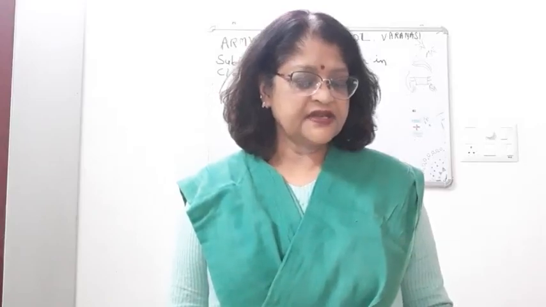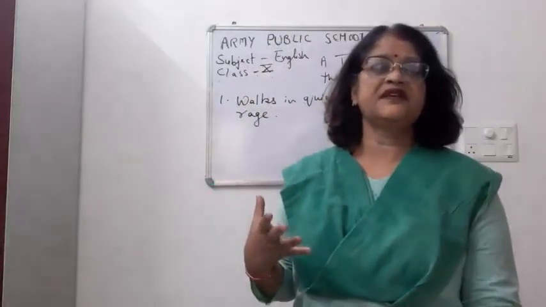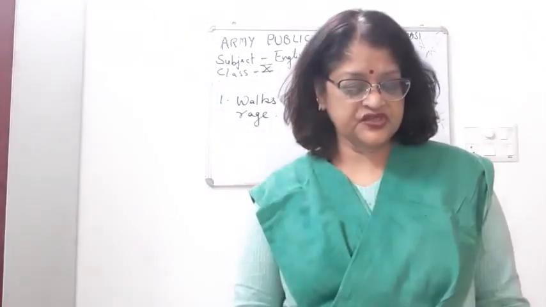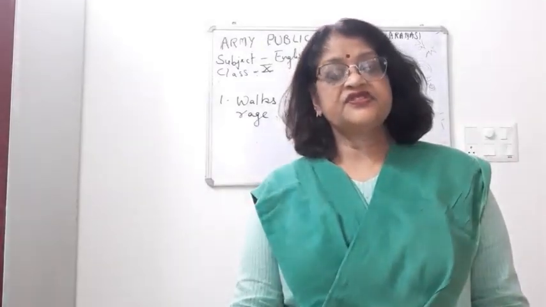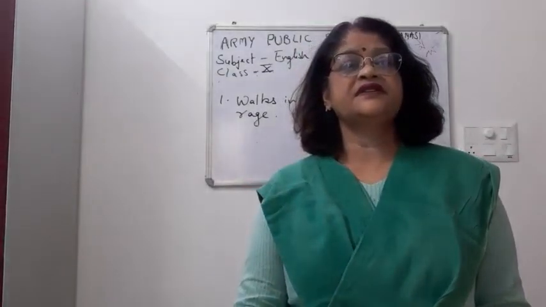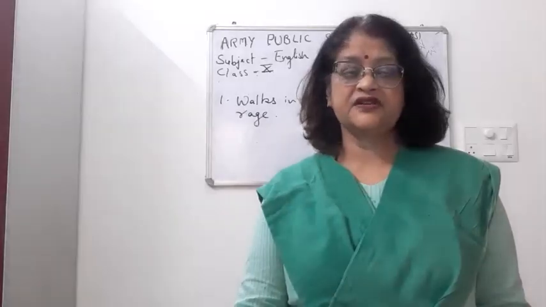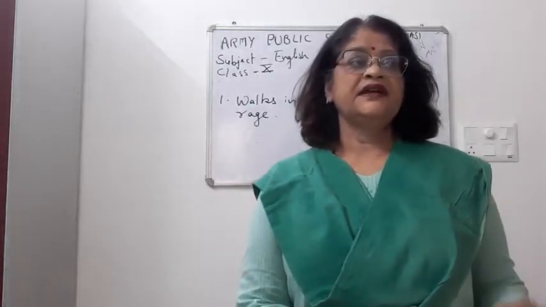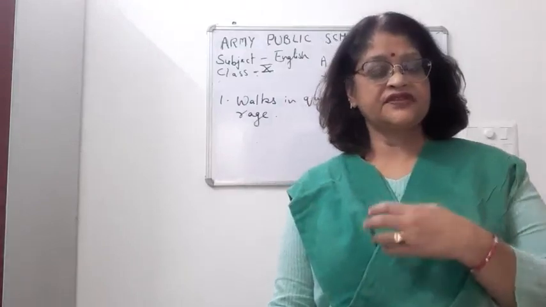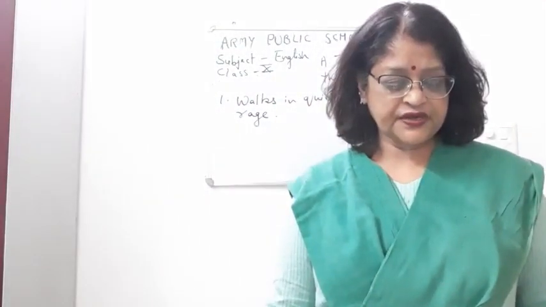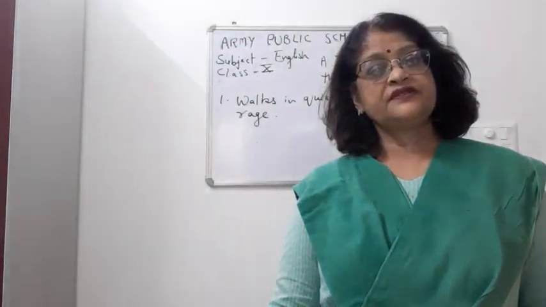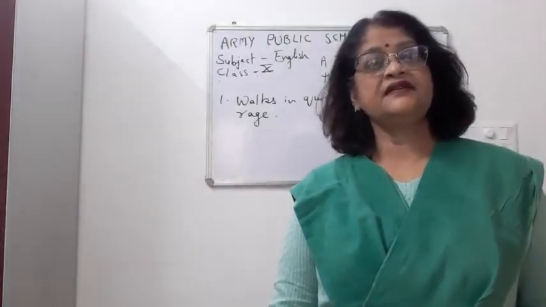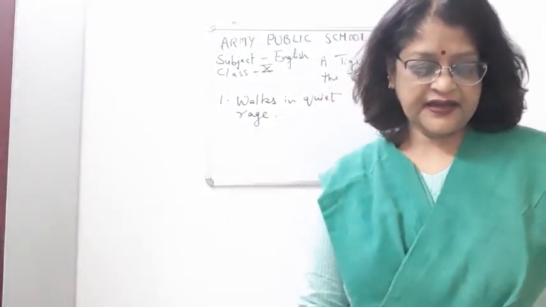The tiger is caged in a zoo, there in his artificial habitat. And children, he is caged. That means he has been put in the cage in a zoo, and that is his artificial habitat. Now children, the place where he lives now is an artificial habitat. His natural habitat is the forest from where he is caught. He walks in quiet rage. He is very angry, and children, he is walking angrily.